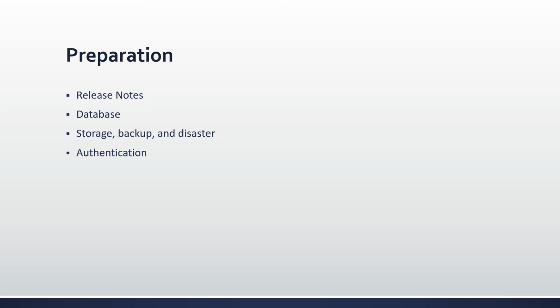Database. You will also need to know the type of database you'll be running the solution with. JIRA supports a wide range of databases and versions, so make sure to check the website for your database type. Storage, backup, and disaster. You need to figure out how much storage you will need and a good strategy for backups. Be proactive for disaster scenarios as well. And authentication. You need to figure out how users will be authenticated to use JIRA, for example, through Active Directory or Google user accounts.